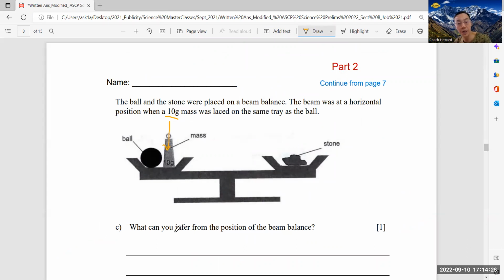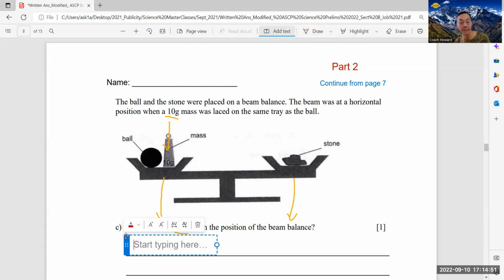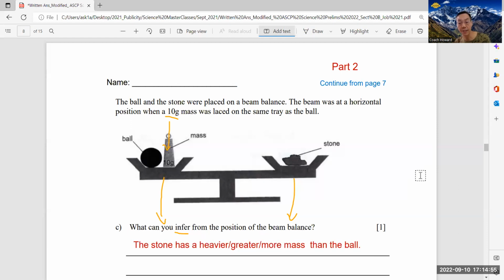Because some students do not understand the meaning of infer. Infer means what can you say from the observation here. So from the observation, you can either say the stone has a greater mass than the ball, or you can say the ball has a lesser mass than the stone. So both acceptable. Or you can use the word heavier also. So these are the acceptable answers: the stone has a heavier or greater or more mass than the ball.